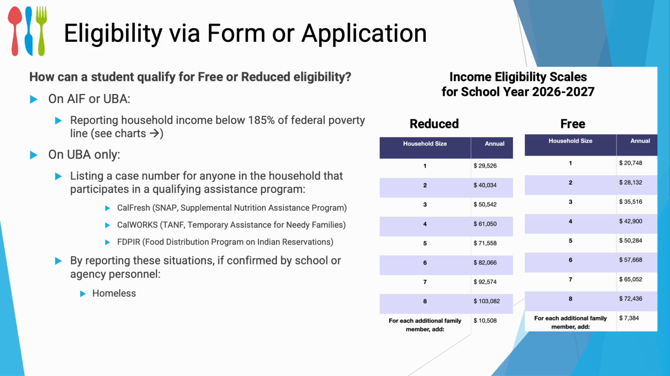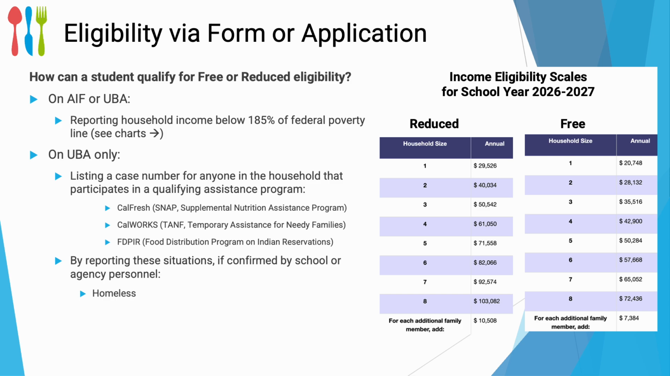So for eligibility via an alternative income form or application, if they fill out either one, they would need to report a household income below 185% of the federal poverty line for the current year to be eligible. Those charts are here on the right. What we need here is a number of people in the household and a total annual income to be able to calculate if they fall below these thresholds.